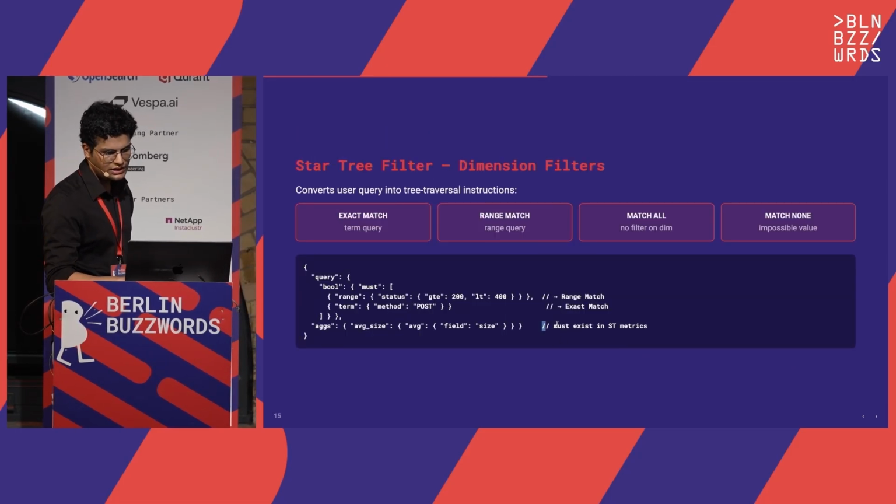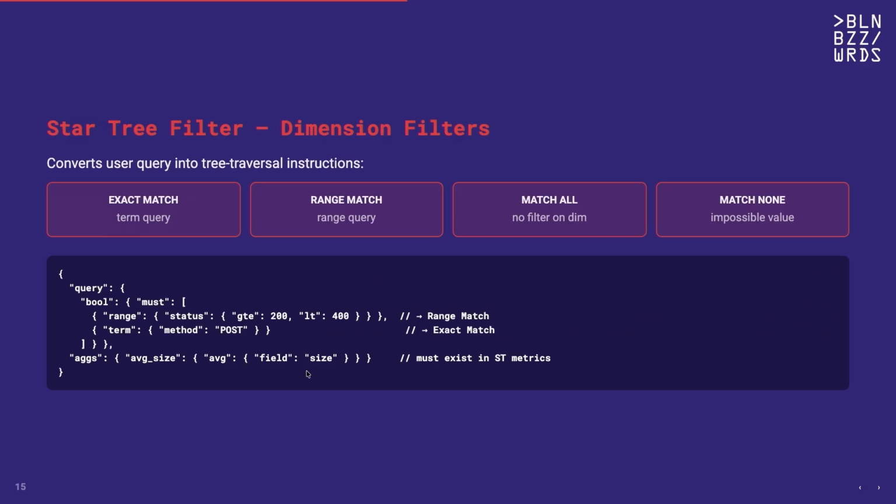One more thing here is that for the things you want to pre-compute, like let's say here size, we'll also have to give the aggregation which we want. So if you want to pre-compute average, we'll have to give sum and count so that we can compute average.